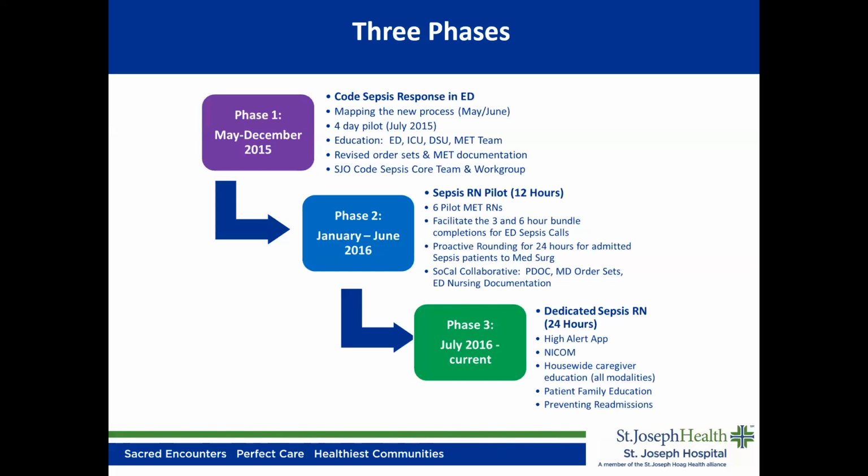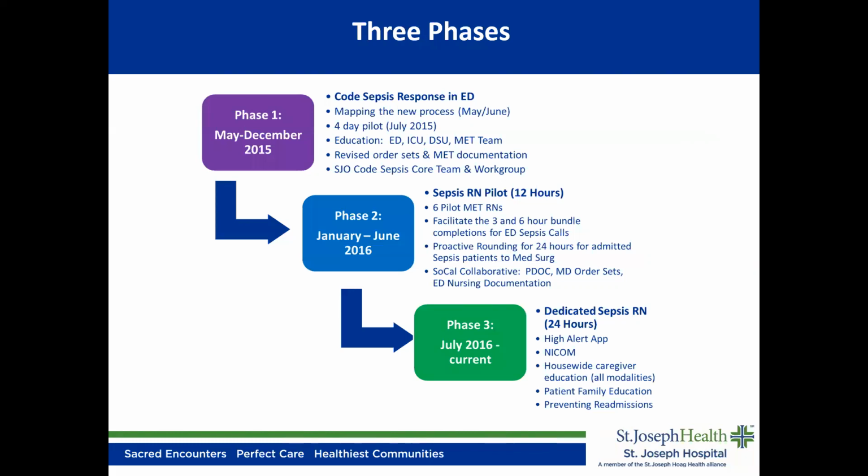Our phase 2, just branching off the start of our Southern California Sepsis Collaborative, was also looking at not only keeping our MET team whole and keeping them on the inpatient side, but also championing a separate rapid response team nurse that will follow our patients starting in the ER and towards the inpatient. So we piloted a 12-hour shift sepsis nurse starting in January of 2016. We had 6 of our MET team nurses branch off and do this pilot.